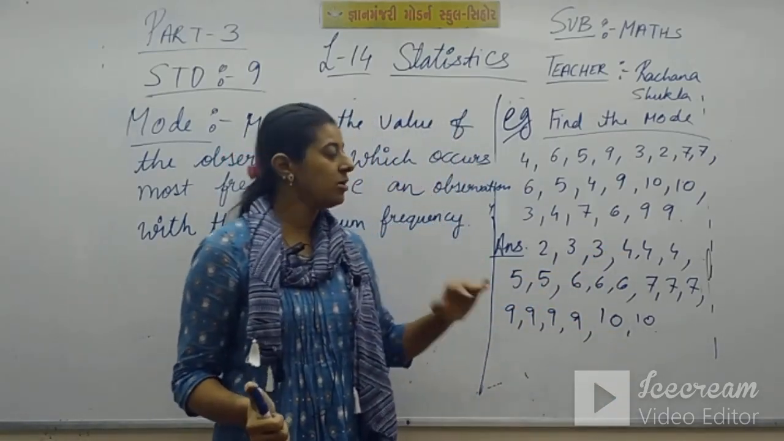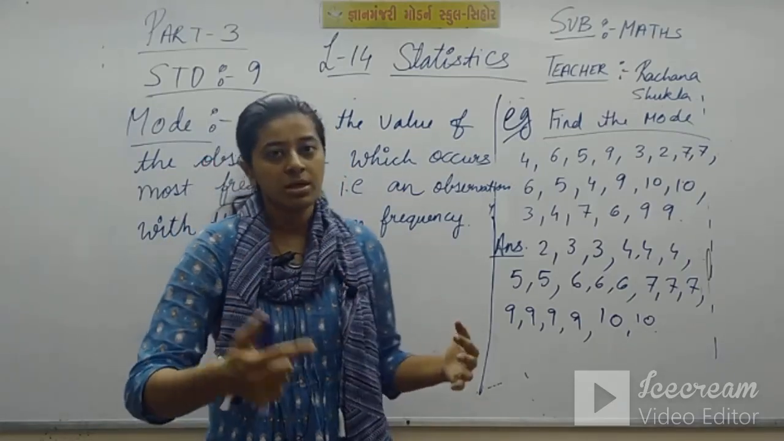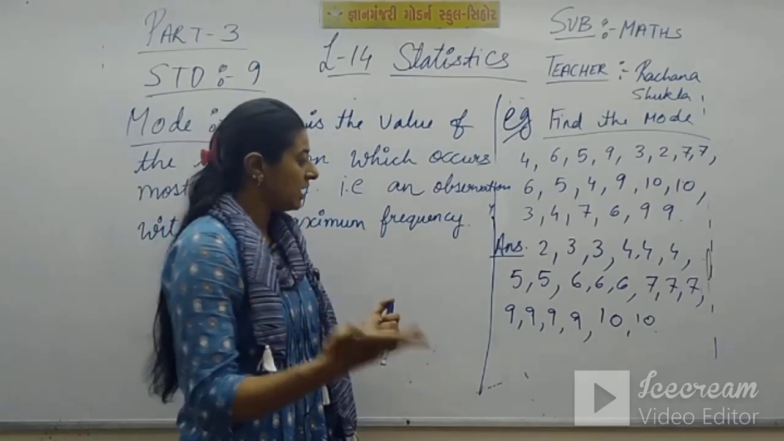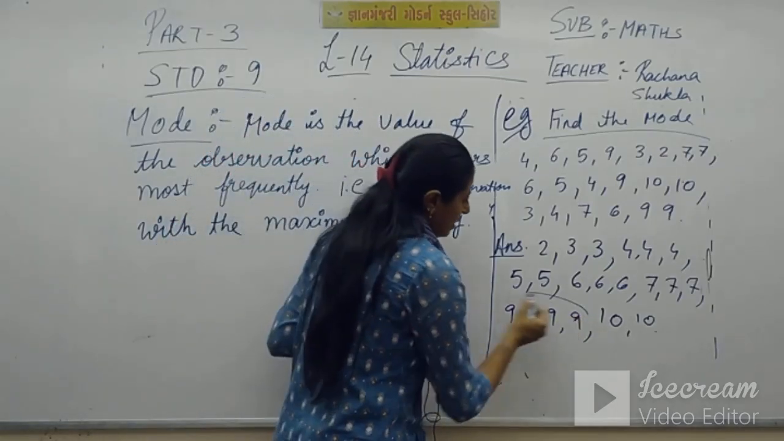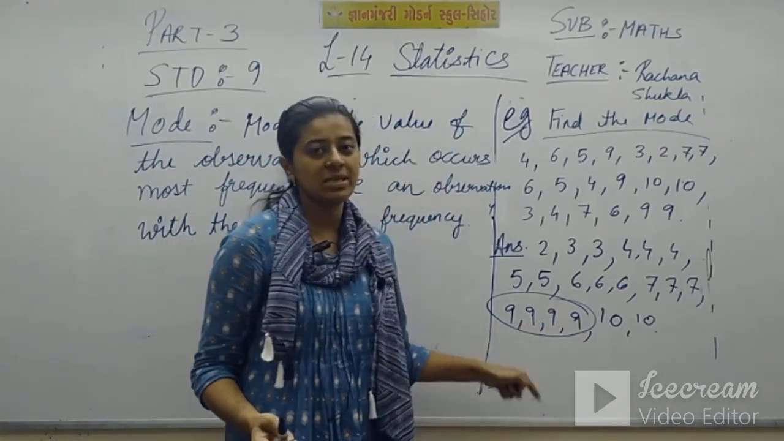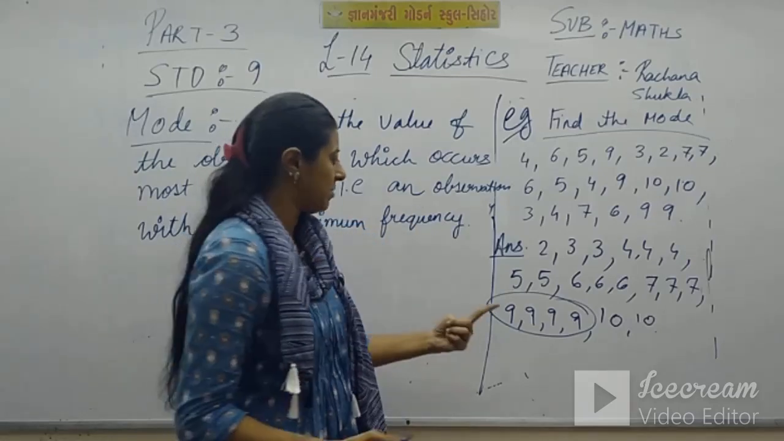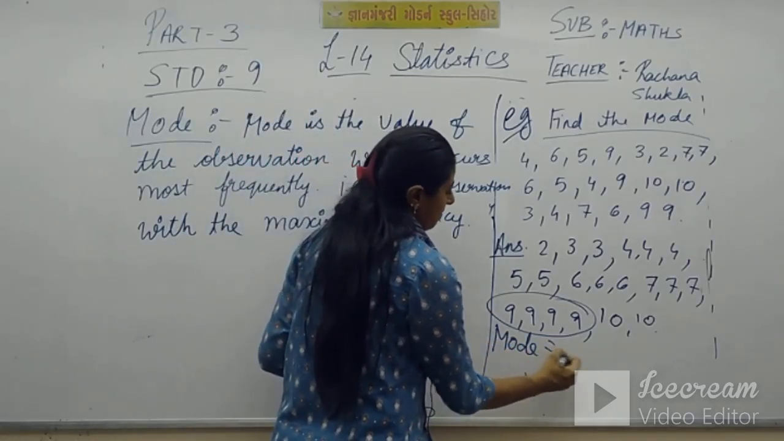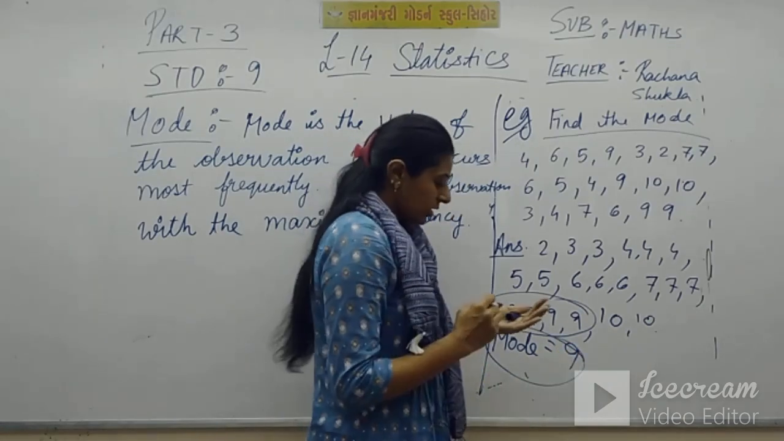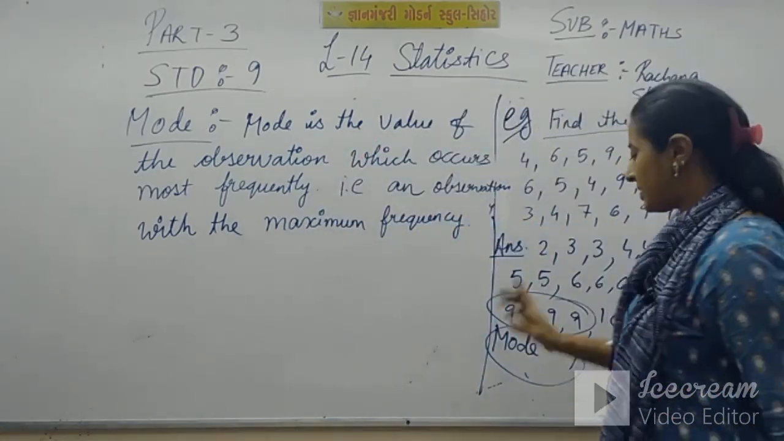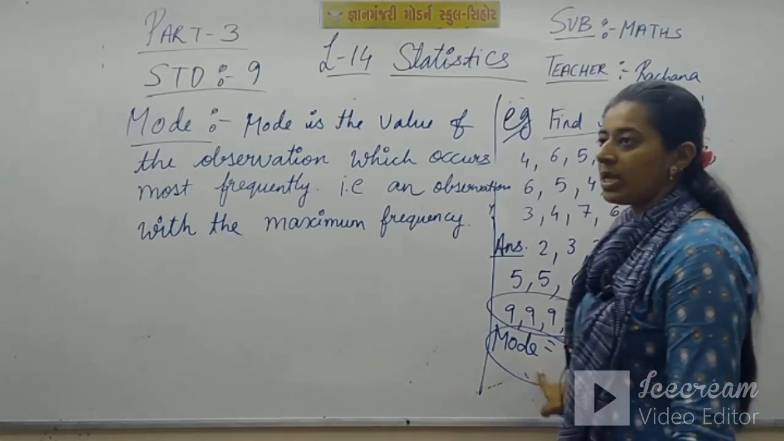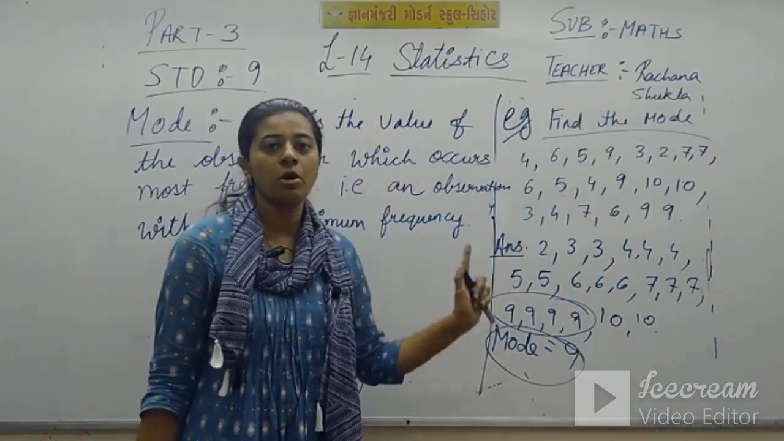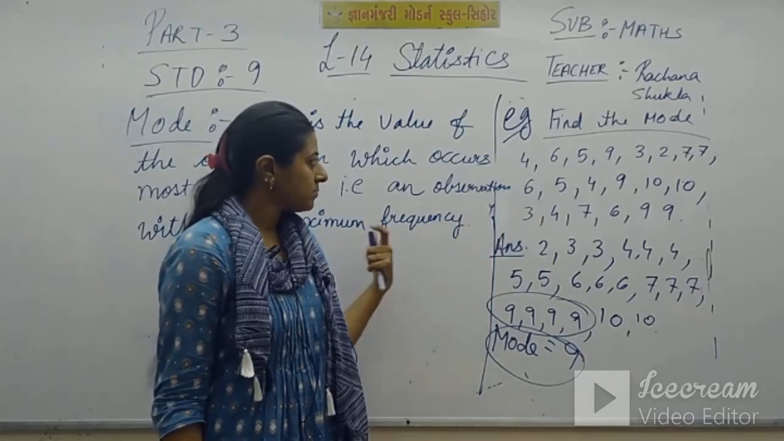From this you can notice which is the number that is repeated maximum number of times. Majority, that is 9. How many times is it repeated? 4 times, maximum times. So your answer is mode equal to 9. What is your answer? 9. Simply you have to write down mode equal to 9. This is the way of finding the mode for the raw data.